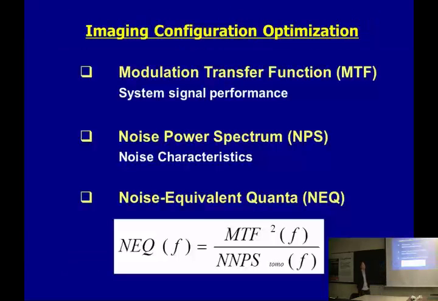Okay, we also do image quality evaluation to optimize the imaging configuration. For example, how to use the limited dosage, how many projection images we can have, and how big the view angle can be. We call this optimization of imaging configuration. Basically we do signal and noise measurement in the spatial domain and also in the frequency domain, and then combine them together to evaluate the reconstructed image quality and optimize the reconstruction algorithm and the imaging configuration.